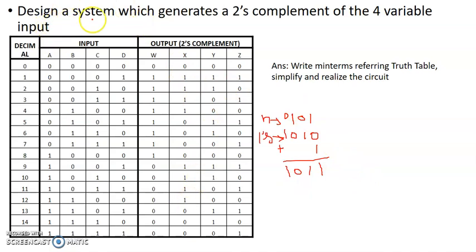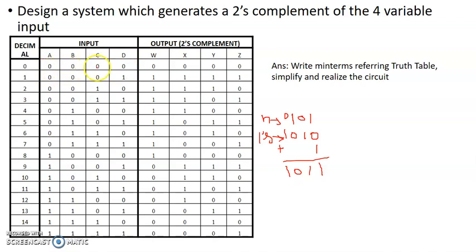So in this problem, it's been asked to generate the 2's complement of a 4 variable input. I've considered it as ABCD. When there are 4 variables, it is 2 power 4, 16 combinations. Write down all the 16 combinations in a sequence, 0 to 15. Now we need to write the 2's complement. I've named it as WXYZ. So now find the 2's complement of this.